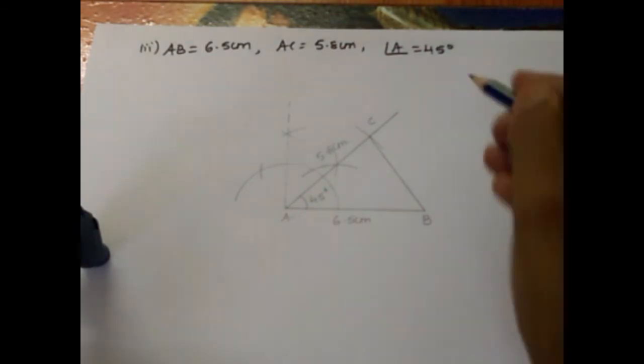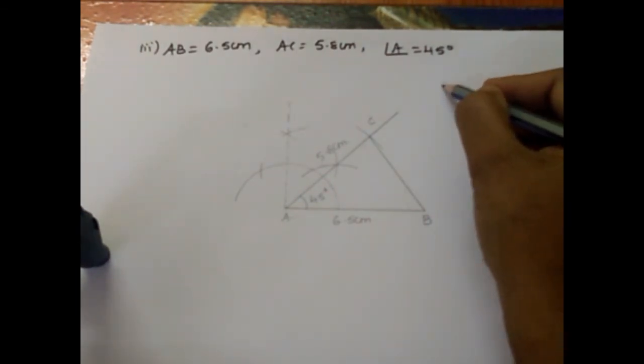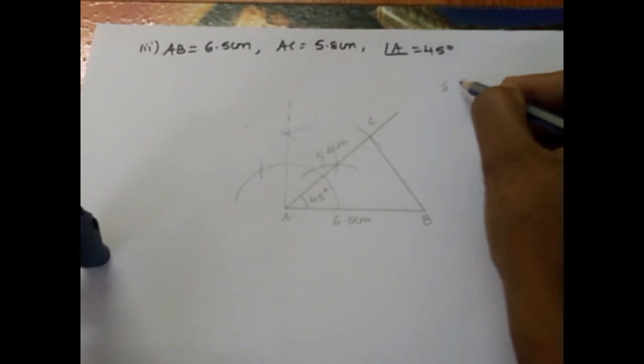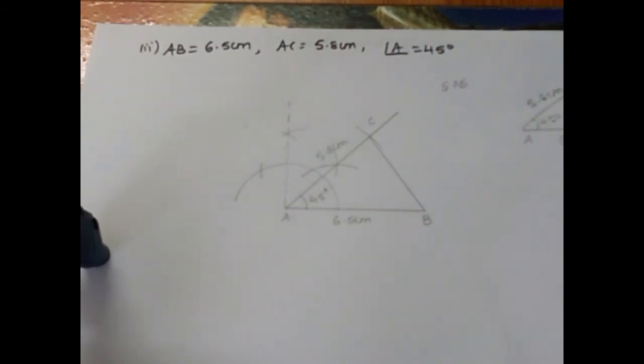So by this we are going to complete today's class. Today we have learned how to construct a triangle when the measures of two sides and an angle are given. Along with this video, children, a PDF will be sent to you where you can see the step-by-step construction. Go through the video, refer to the PDF and try to do the construction by yourself.